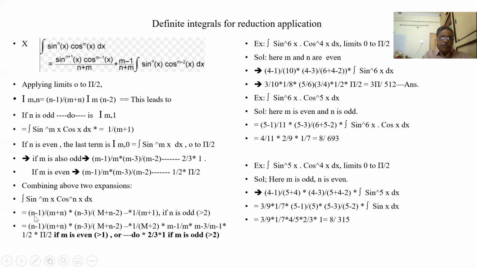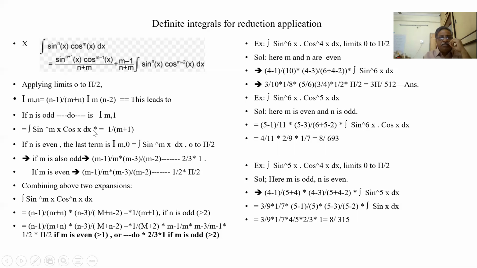If it is cos, initially cos will multiply, then we'll go for sine multiplication. Suppose here you see, first I am doing cos multiplication: n minus 1 by m plus n. So I am left out with cos to the power of n minus 2. Then n minus 3 by m plus n minus 2, because left out power is n minus 2. So m plus n minus 2, n minus 5, m plus n. So in the last, it is 1 by m plus 1, if n is odd.